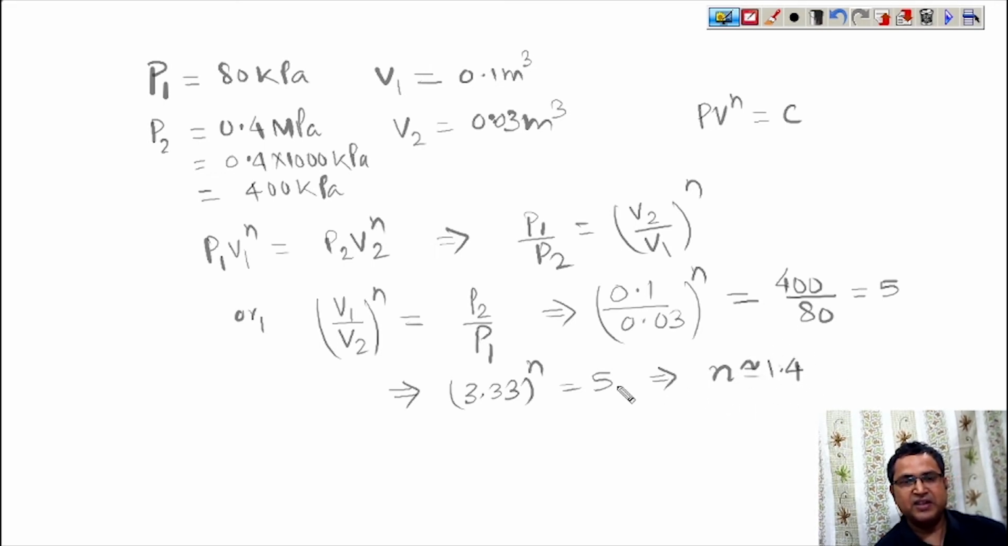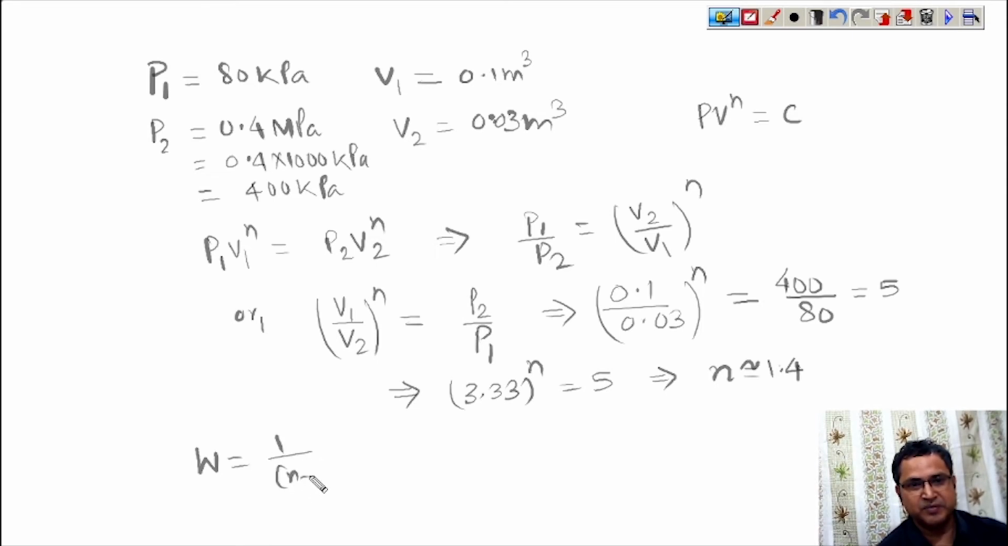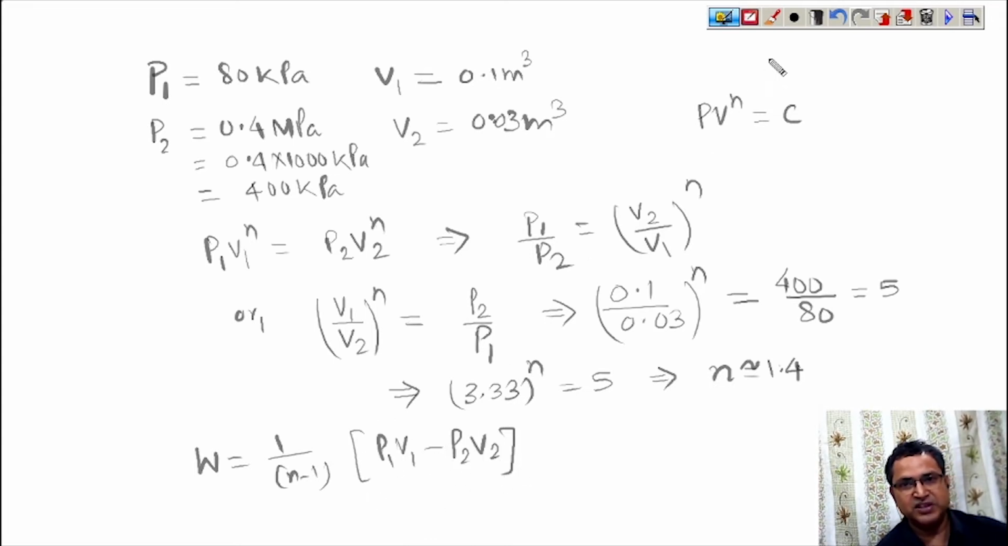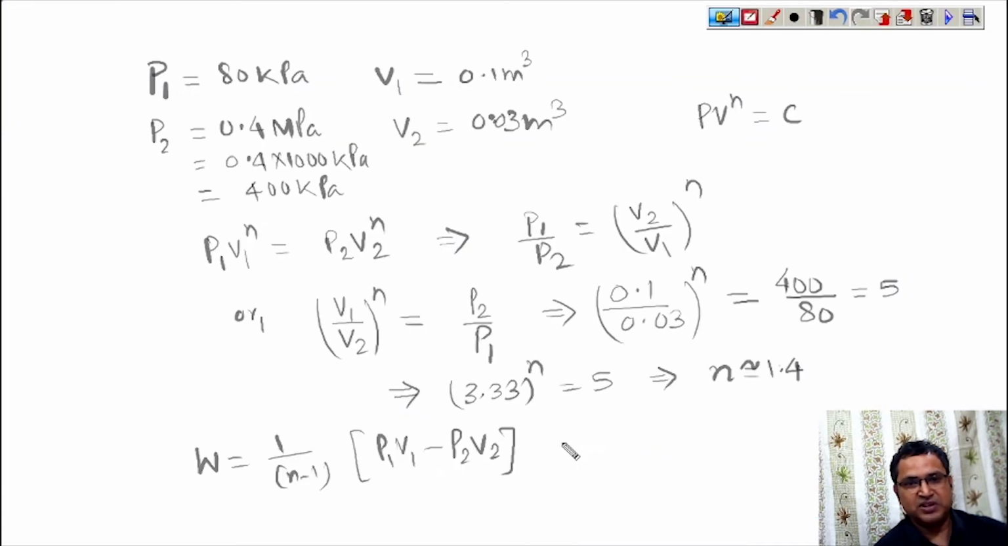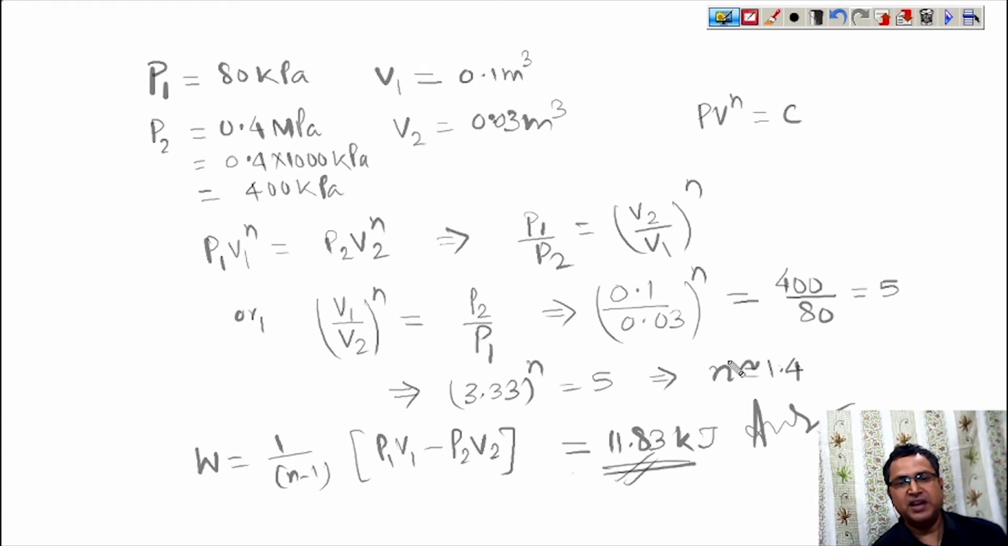So when we get the value of n, how much work is done in this process? Work done is 1 upon n minus 1 into P1 V1 minus P2 V2. Once you put all these values, you will get the required result, that is 11.83 kilojoules. And since there is compression, the work done will be negative. Now put the values and check the answer. It will be 11.83 kilojoules.